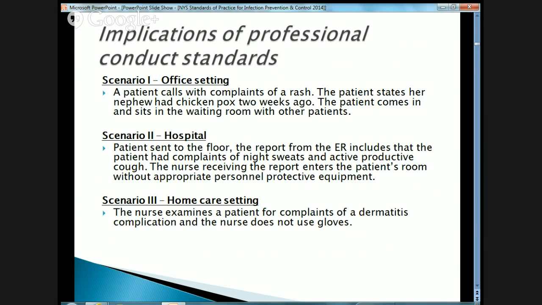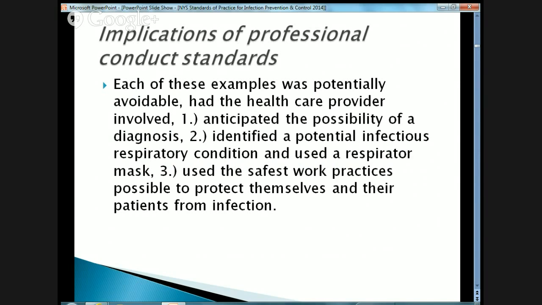Nurse examines a home care patient with dermatitis complication, and the nurse does not use gloves. Anytime it's not intact skin, you should be wearing gloves. You don't know what it is. I mean, if you're looking at your child and they got a rash and you're doing this, just please go wash your hands afterwards. But you don't know what it is, so you have to be very careful. And this is just saying that you need to understand what the potential of that exposure is and protect yourself.